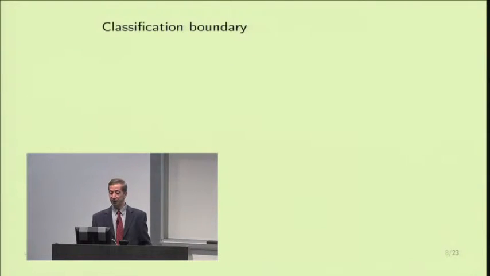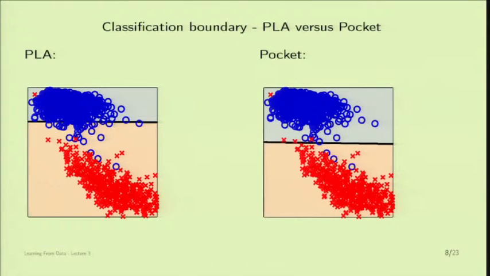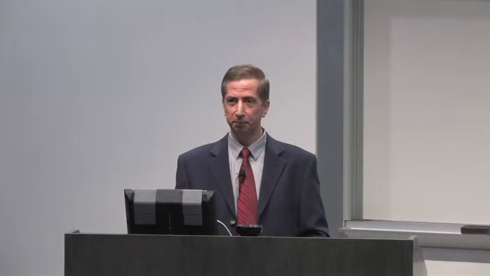And if you look at the classification boundary, PLA versus pocket, this is what we had with the perceptron learning algorithm. We complained a little bit that it's too deep in the blue region, and when you look at the other guy, which is the pocket algorithm, it looks better. It actually does what we thought it would do. It separates them better, okay? Still, obviously, it cannot separate them perfectly. Nothing can, because they're not linearly separable, okay? On the other hand, this is a good hypothesis to report, okay?